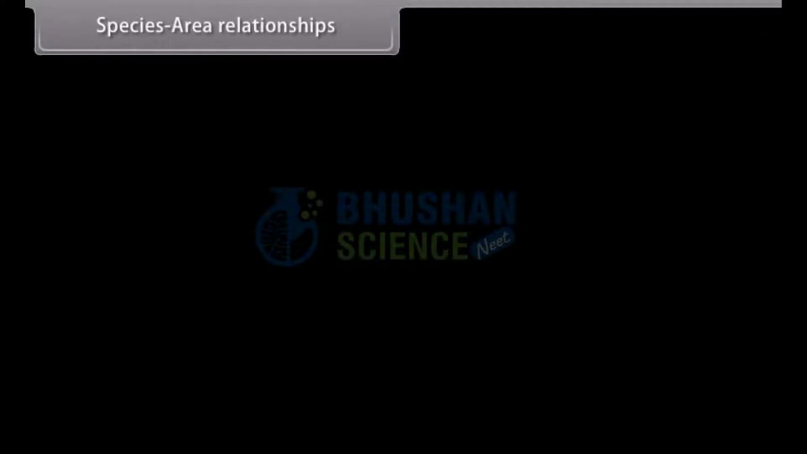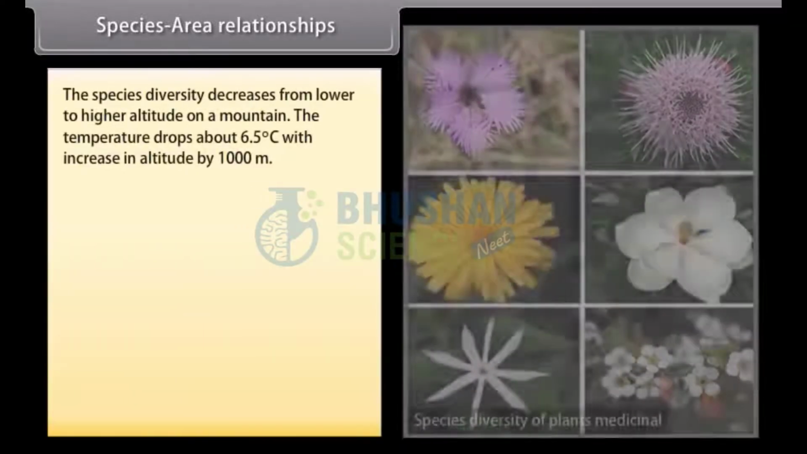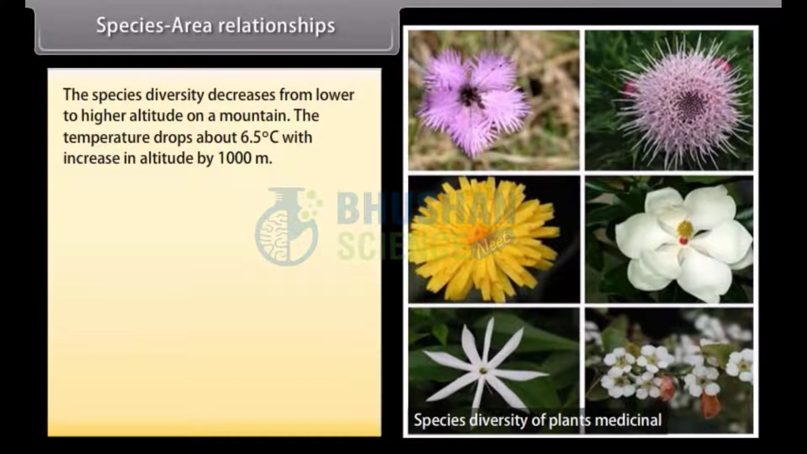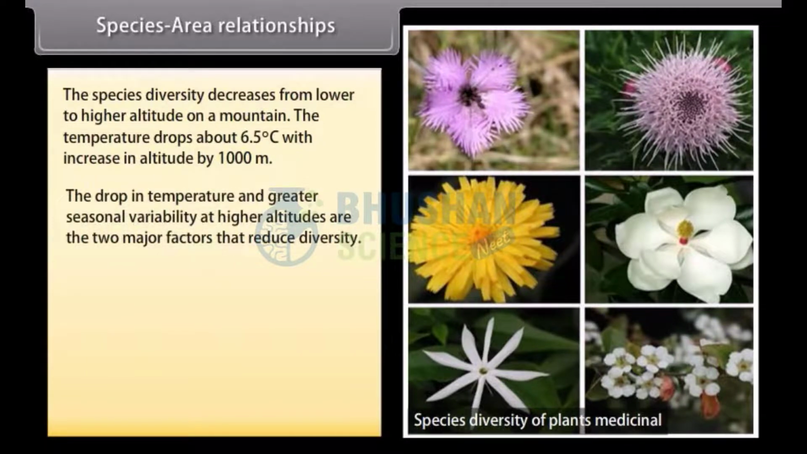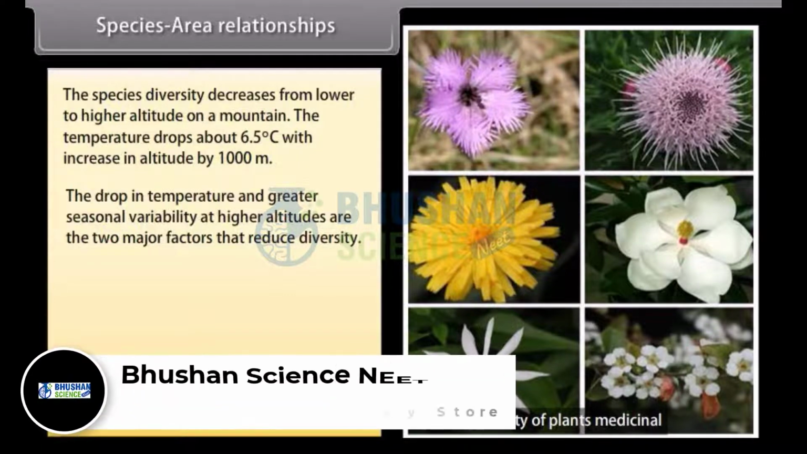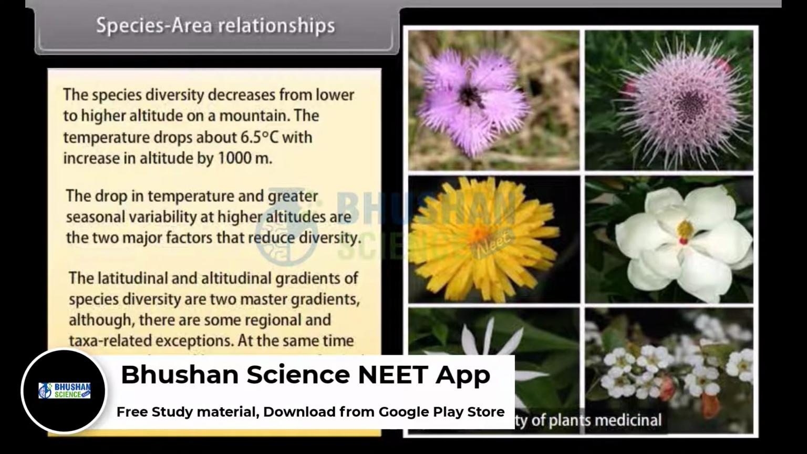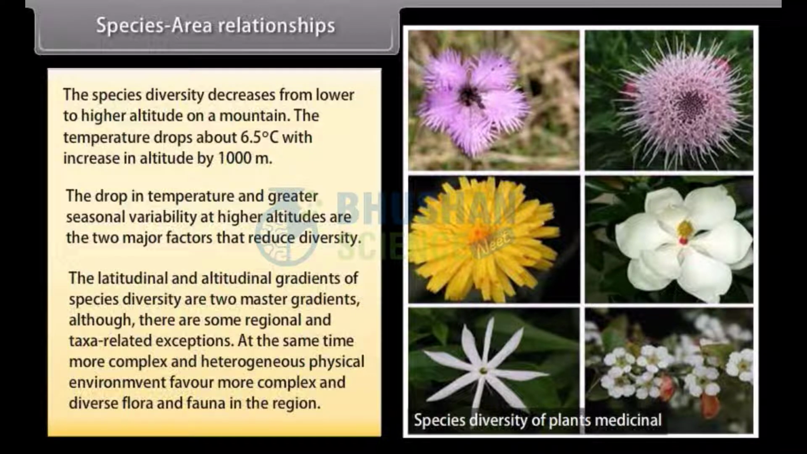Species area relationships. The species diversity decreases from lower to higher altitude on a mountain. The temperature drops about 6.5 degrees Celsius with increase in altitude by 1000 meter. The drop in temperature and greater seasonal variability at higher altitudes are the two major factors that reduce diversity. The latitudinal and altitudinal gradients of species diversity are two master gradients, although there are some regional and taxa-related exceptions.